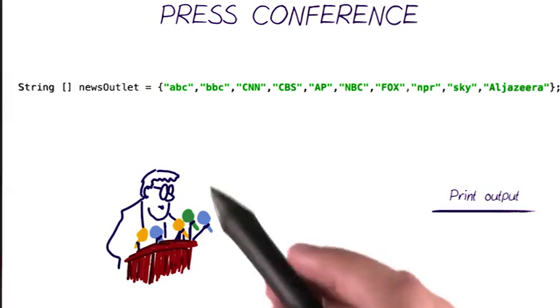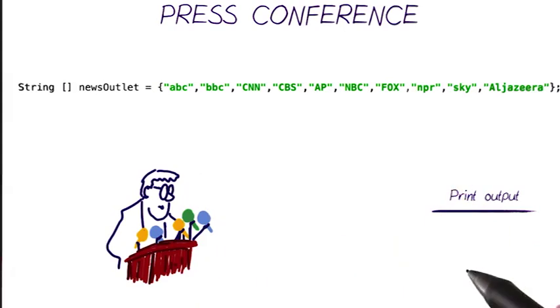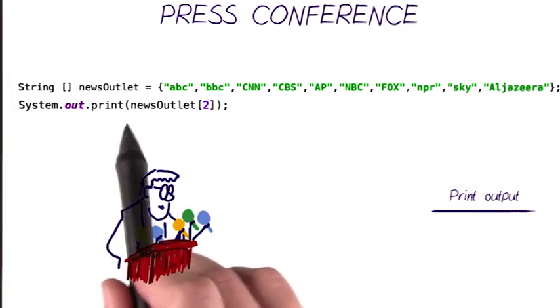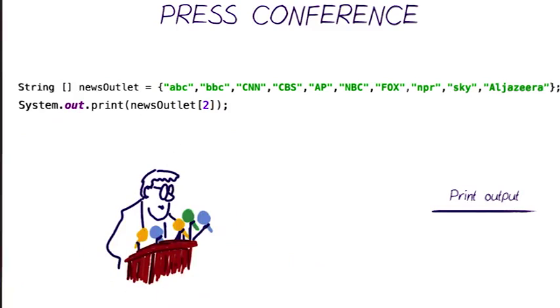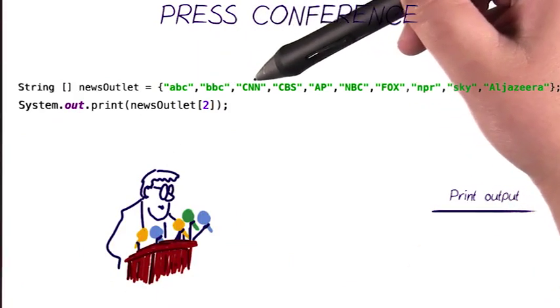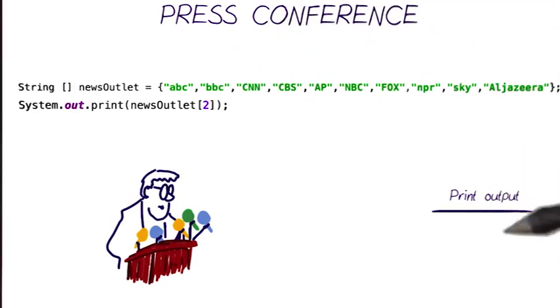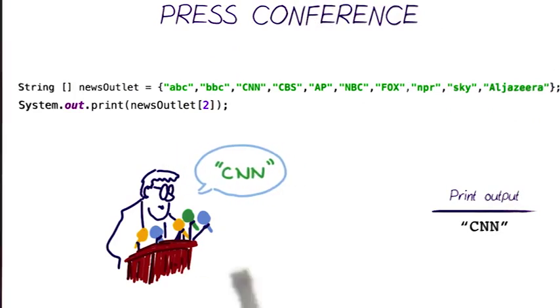Then say we want to pick a certain value in the array, we just go ahead and say system.out.print and then news outlet of index 2. So we're basically pointing to the string of index 2, 0, 1, 2, which is going to be CNN, so the output is CNN. And basically we've chosen someone to ask the first question. But in our initial problem, we wanted this to be random. We wanted to randomly pick a news outlet.